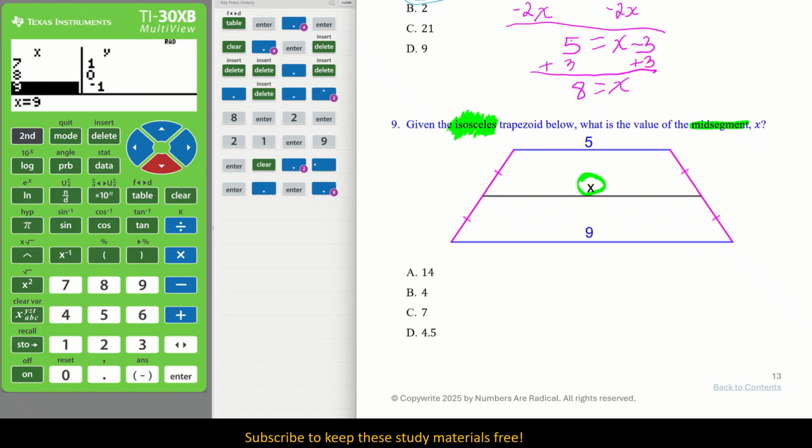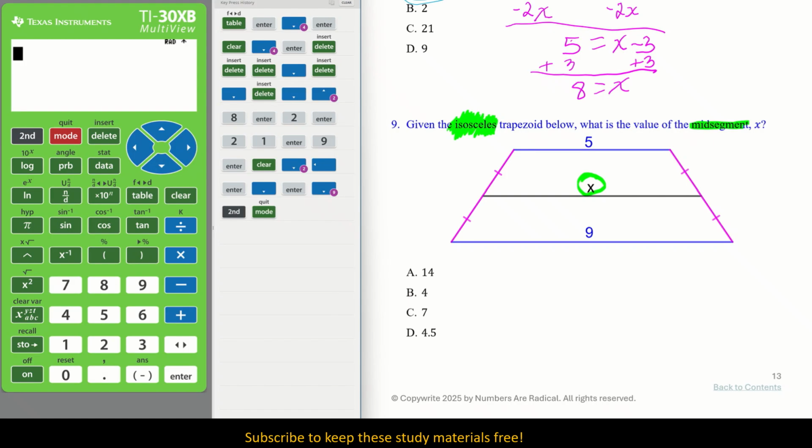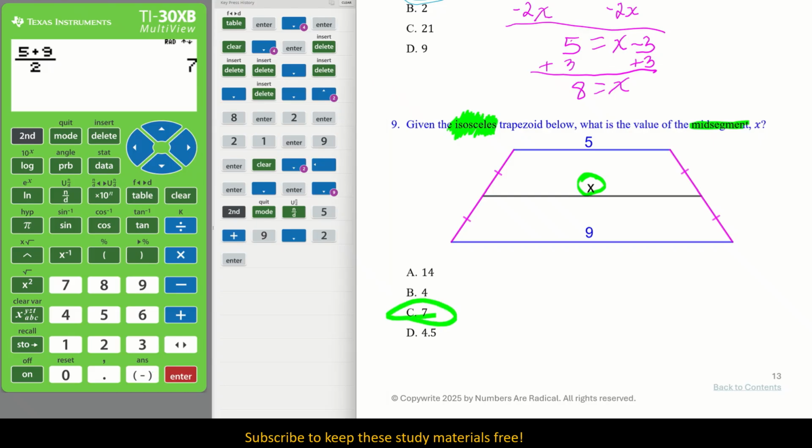And the mid segment says, oh, because of that, you can use that fact, this fact. So let's go second mode, and you need to set up your fraction. What that means is you can add the 9 and the 5 together. That's base 1 plus base 2, divide by 2, and you have the value of x, okay? So that's 5 plus 9, go down, divide by 2, and if you press the button, we need 7, and that would be C.